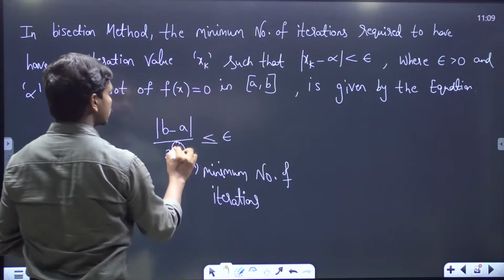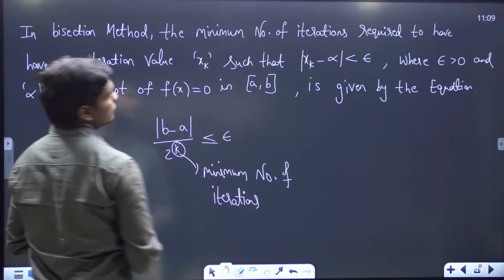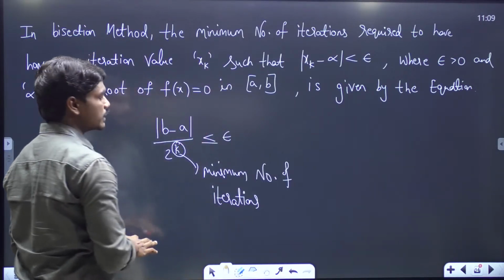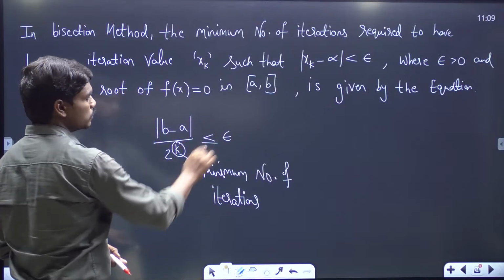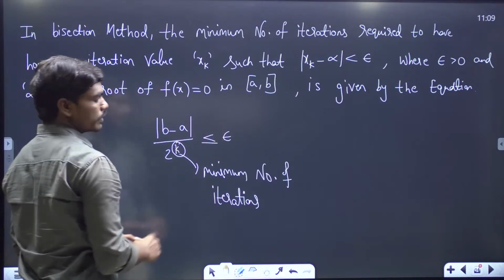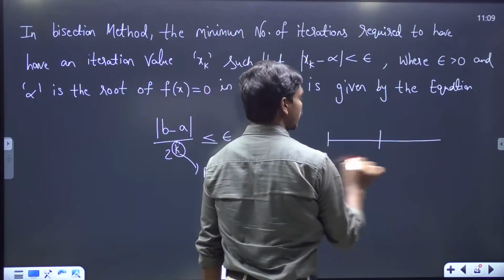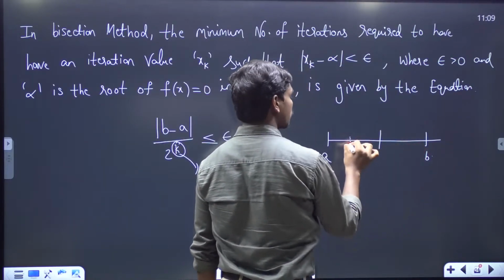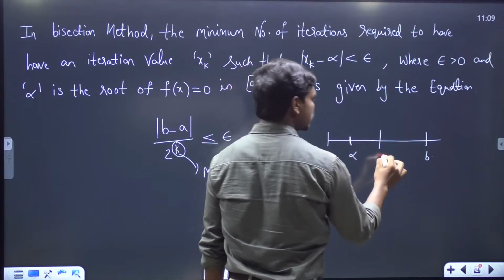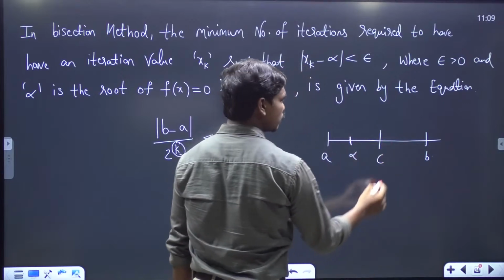Because we are writing in case, so you can write k. This is the minimum number of iterations that you need to have the solution within this range epsilon. Because what happens, if you see, first if this is AB, and let us suppose alpha is somewhere here, then this is your new point C. When you apply the first iteration, what happens?